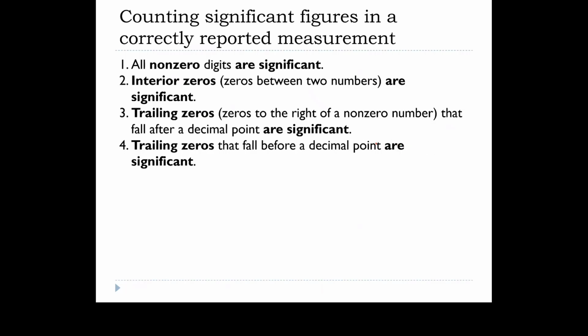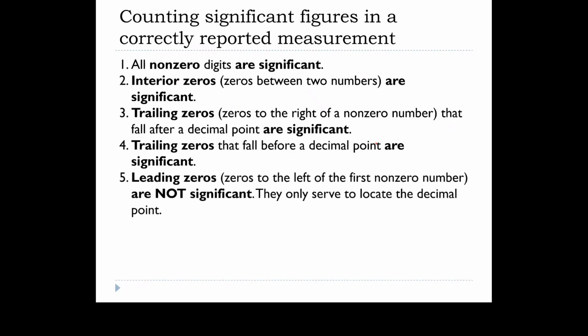Trailing zeros before a decimal point. So something like 300.15. Or just 300 point. These zeros are significant. Leading zeros are not significant. So something like this. In this number that I've just written, there are only 3 significant figures.